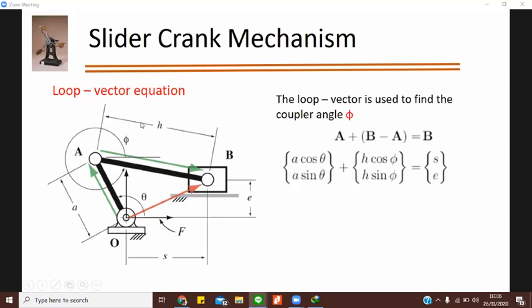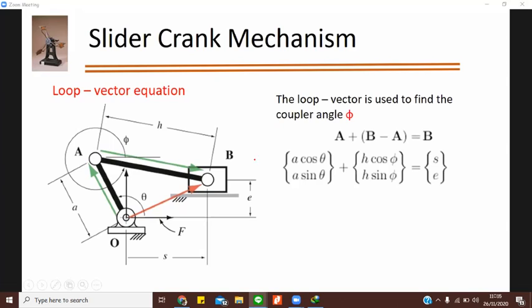So the loop vector form is used to find the coupler angle phi. What is the coupler angle phi which is forming over here? It is the angle phi which is forming here. That's what I want to find. So A we write as A cos theta and A sin theta, and B minus A is H, we can write it as H and phi. And B alone we can write as S. So this X distance is S and Y is E. Right. So S and E.